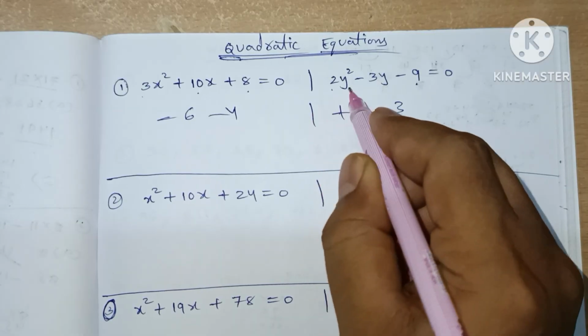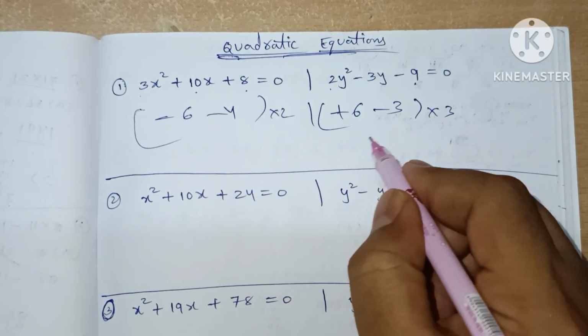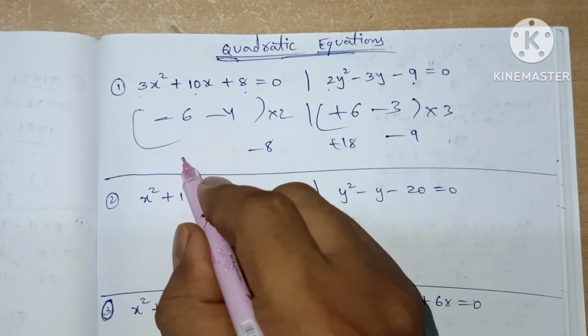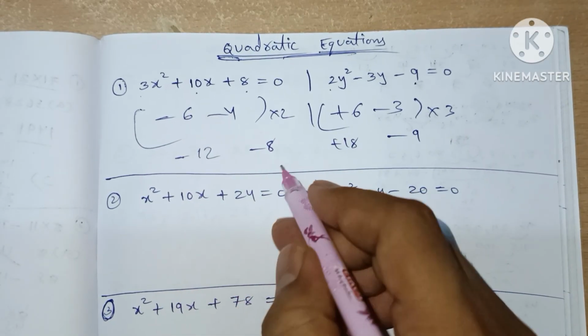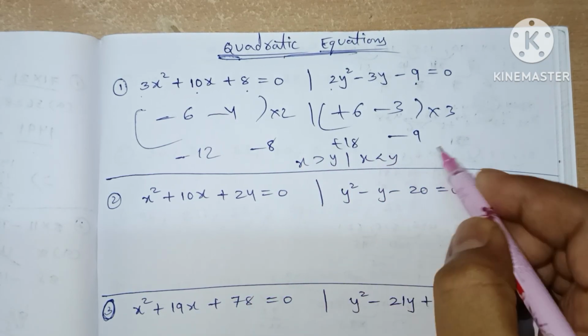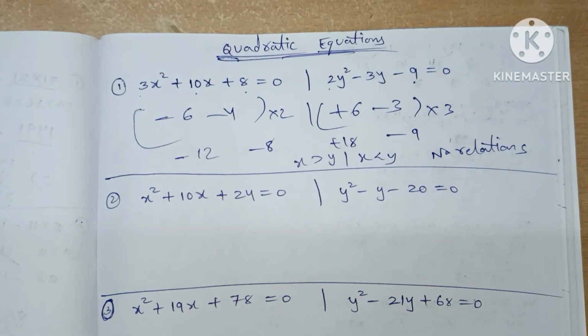Plus and minus. To make the base equal, we multiply this with 2, this with 3. So we get minus 9 plus 18. This will be minus 8 and minus 12. Now by comparing these two, it is clear that x is greater than y and x is lesser than y. No relation can be established between these two equations.